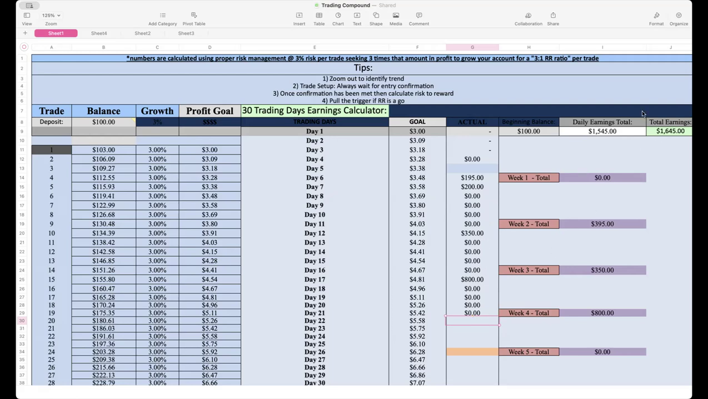So now that we're at 1645, I would say put a standard lot, but I'm not going to do that. I'm just going to say stay at the last amount that you're at. So you were at a 0.8, stay at 0.8 until this doubles.